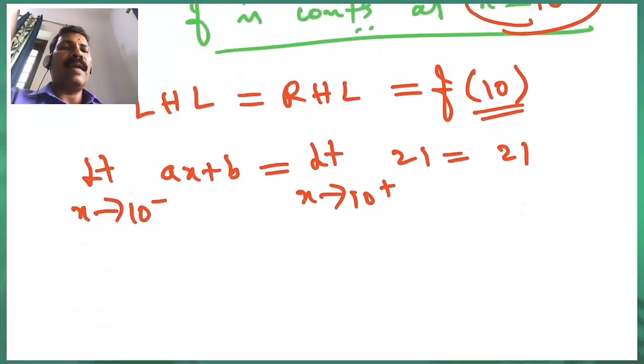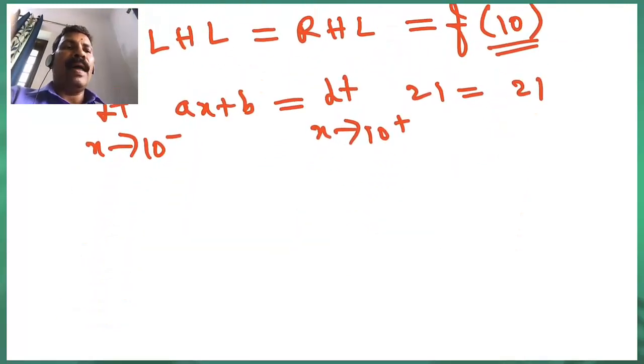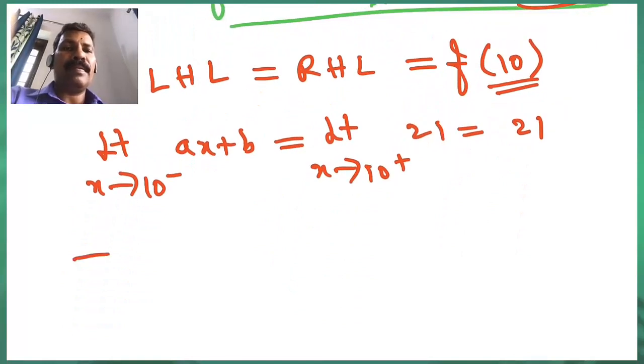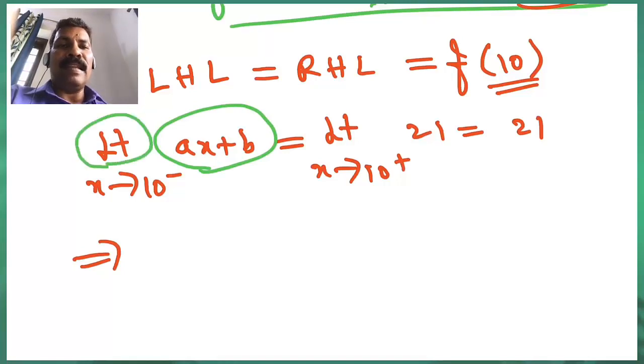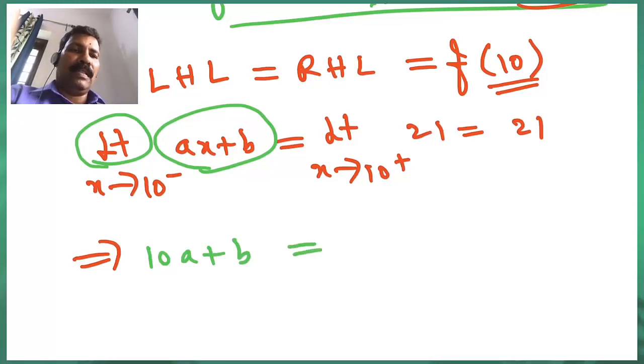So we have another relation like this: when x tends to 10 minus, ax plus b is a polynomial and a polynomial is continuous. Therefore, instead of finding the limit value, we can take the functional value, that is 10a plus b. So that is the left hand limit. And then what about the right hand limit?